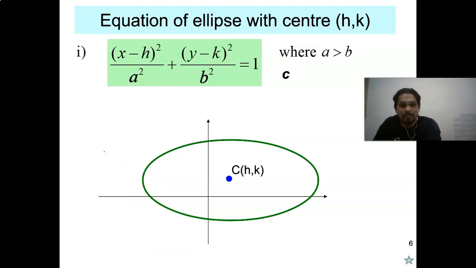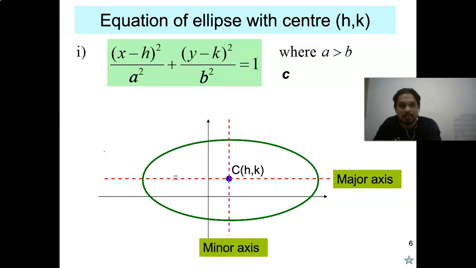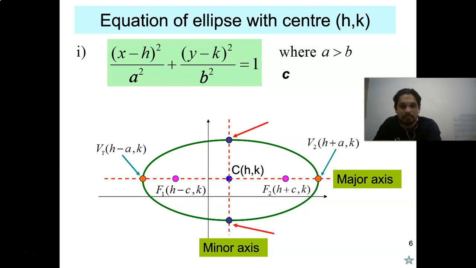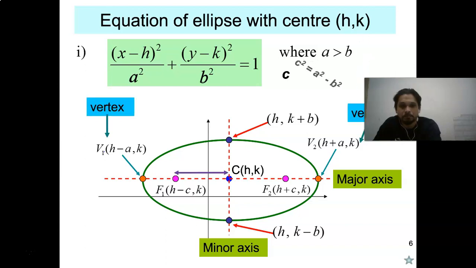Okay, the center is (h, k). That is the major axis, the minor axis, and the focus points, the foci F1 and F2. That is the vertex, and also the vertex for the minor axis. Okay, c squared equals a squared minus b squared.